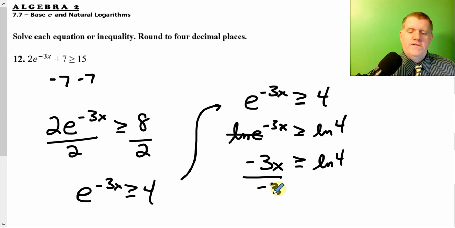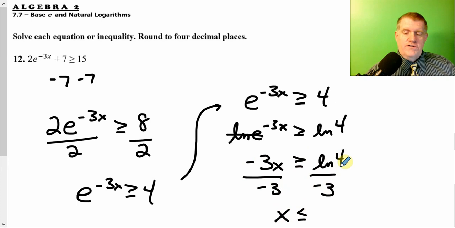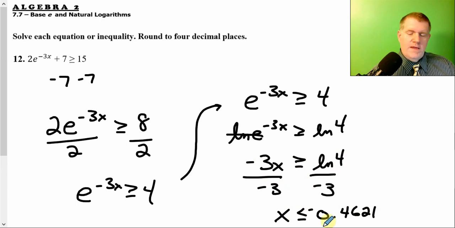Divide by negative 3. And just like all the normal rules, if you divide or multiply by a negative number, you flip the sign. And natural log of 4 divided by negative 3 is 0.4621. And I almost forgot my negative. All right, negative 0.4621. Let me make that a little bit nicer. Let's see it better. Negative 0.4621.